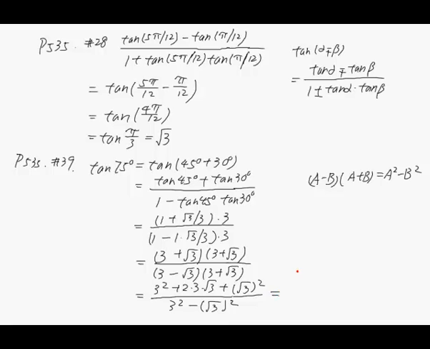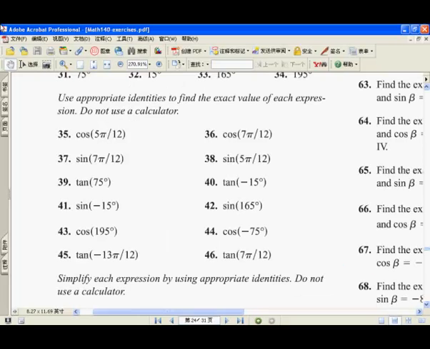Then you simplify. You get 9 plus 3, and plus 6 times root 3. And here this is 9 minus 3, so you have 6. Then 9 plus 3 is 12, 12 divided by 6, you have 2. And 6 times root 3 divided by 6, you have root 3. So now you find the value of this tangent 75 degrees. Done.